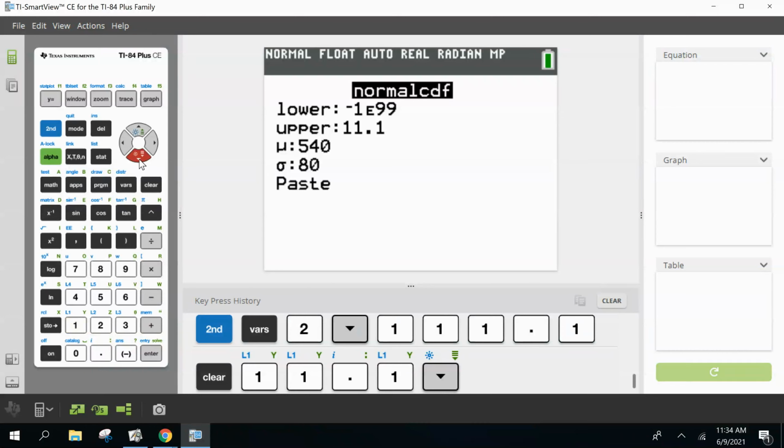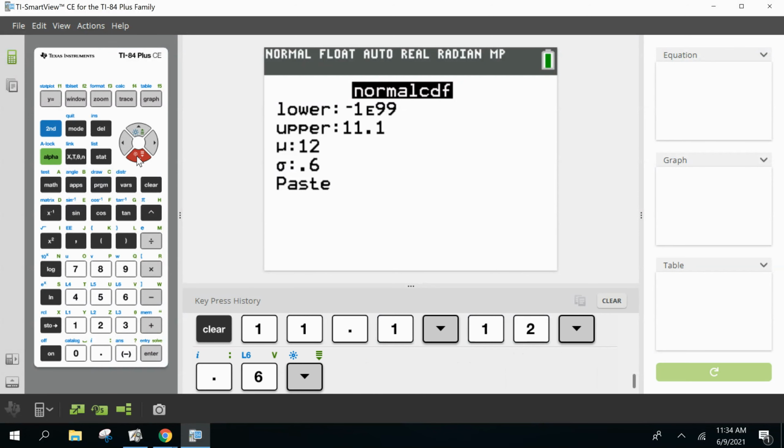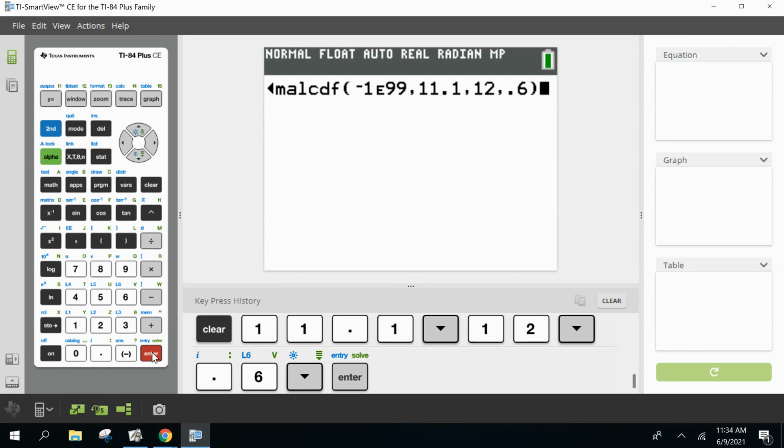You guys can read. You pick off the mean and the standard deviation, which would be 12 for the mean. Standard deviation, 0.6. Paste it. Now this is multiple choice, so I don't need to see it written down. There is your percent as a decimal.